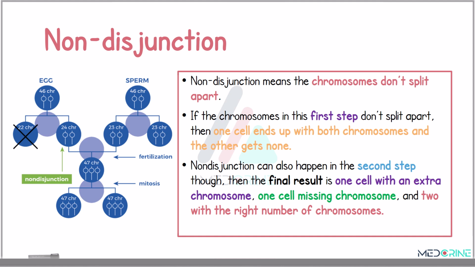Non-disjunction can also happen in the second step though, where the first step goes great and both cells have a chromosome, but if they do not split apart in the second step, then the final result is 1 cell with an extra chromosome, 1 cell missing a chromosome, and 2 cells with the right number of chromosomes.